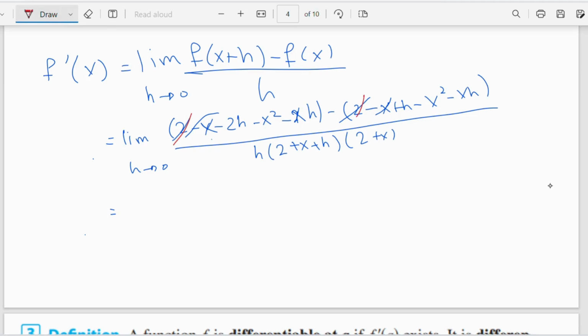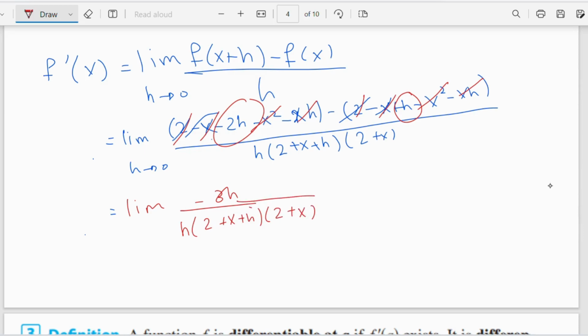We delete this one with this one, and the minus x squared with this one, and the minus xh with this one. We will leave this one and this one, minus 2h minus h. This will give us minus 3h over h, 2 plus x plus h, 2 plus x, and we're gonna delete the h from here, and the h goes to 0.